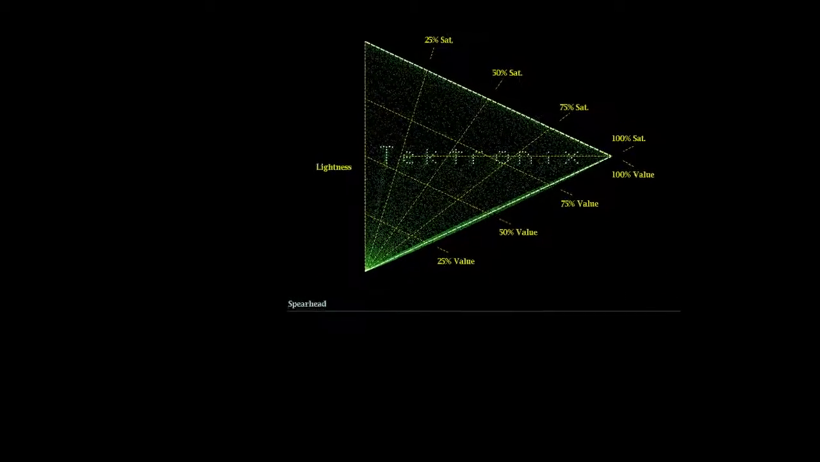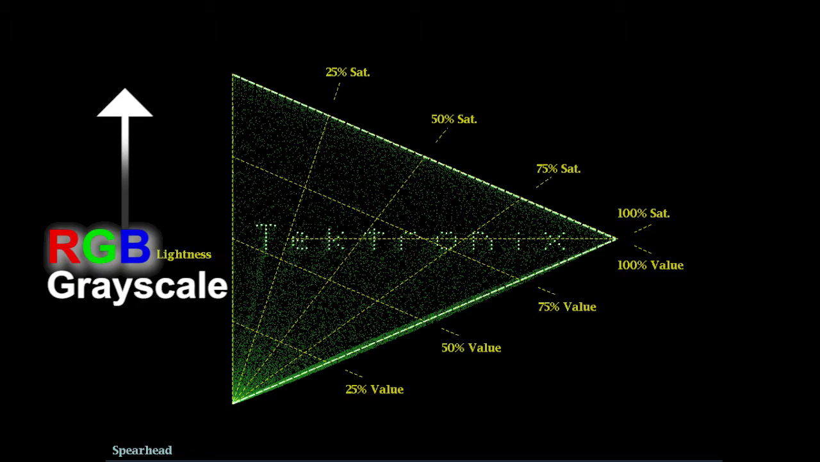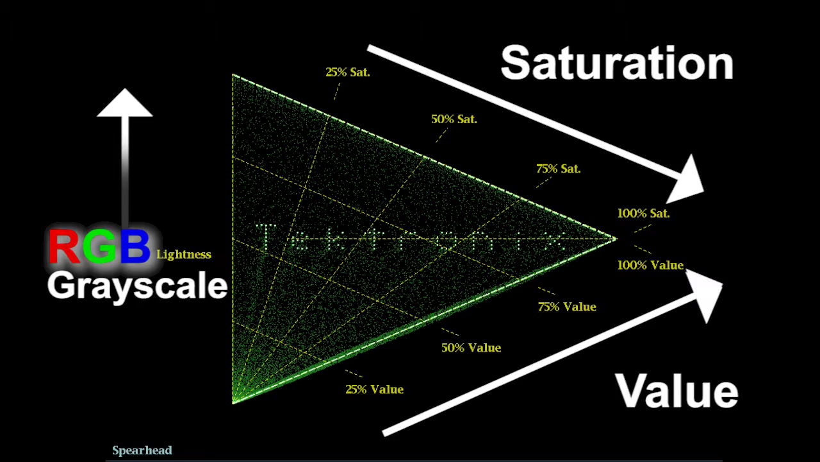The Spearhead display can be thought of as being formed by folding the diamond display in half vertically and horizontally to form the triangle of the Spearhead display. Now RGB components are all overlaid on top of each other, with RGB grayscale on the vertical left axis and increasing saturation value from left to right.